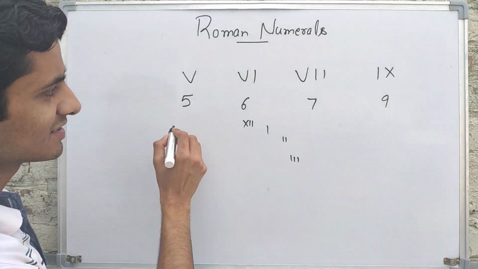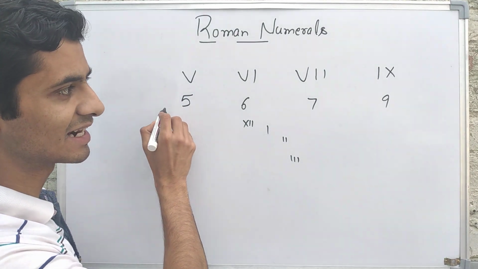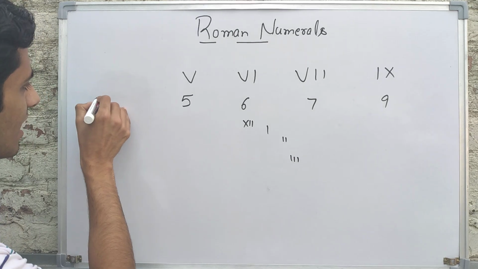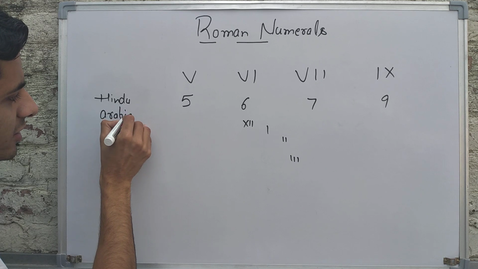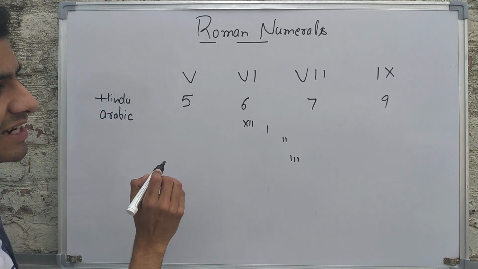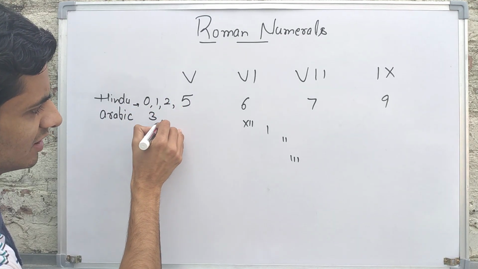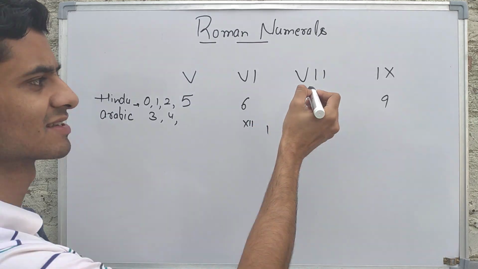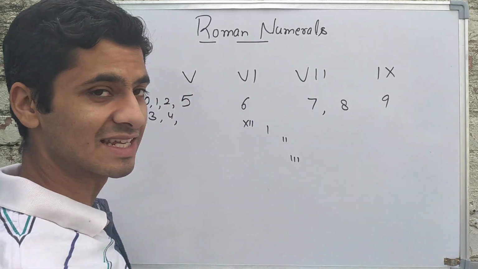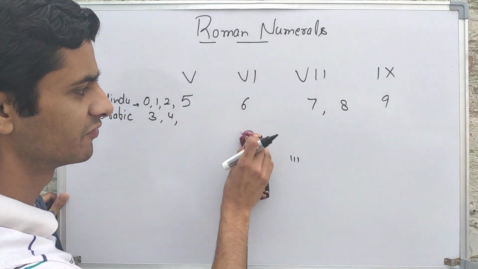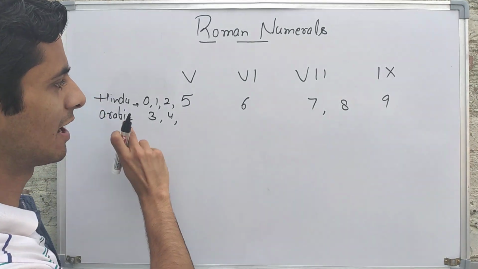So this set of symbols is called Roman numerals, and the symbols that are generally used around the world are known as Hindu Arabic numerals. This thing I have already told you. Hindu Arabic numerals are a set of 10 symbols: 0, 1, 2, 3, 4, 5, 6, 7, 8, 9. Using these 10 symbols, we are writing all the numbers. Up to 9 I can write.